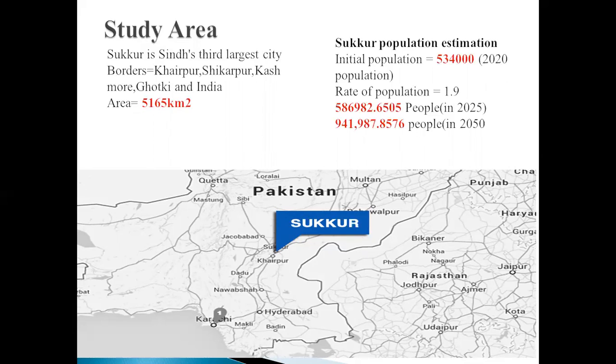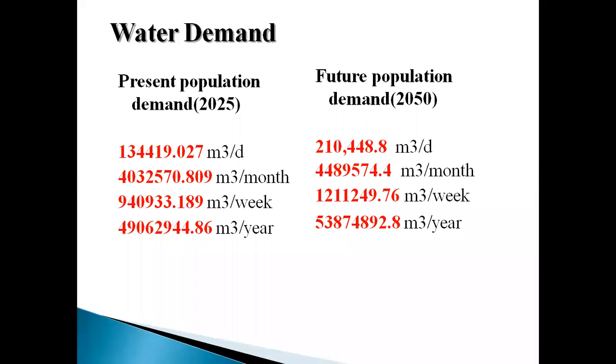The rate of population growth is 1.5, which is very high. So these are the figures showing that the population of the city will be higher in 2025 and 2015. You can see Sukkur city on the whole map of the country. Next is water demand.